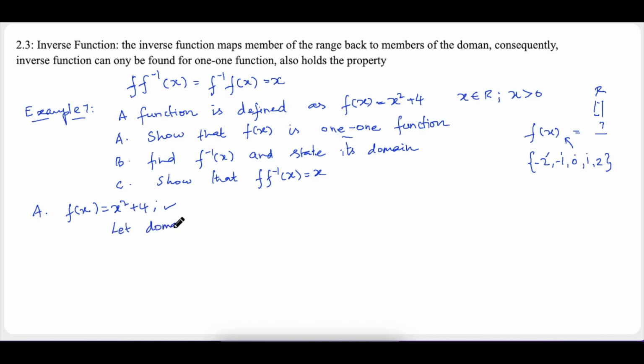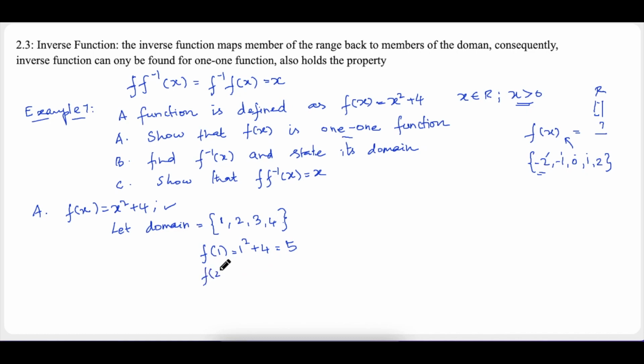Here we are not going to assume the domain from -2, since it is clearly said that x is greater than 0. So we're going to have a domain of 1, 2, 3 and 4. You can go on, but I'm going to restrict it to 4. First, f of 1 equals, we substitute 1 in place of x: 1 square plus 4 equals 5.